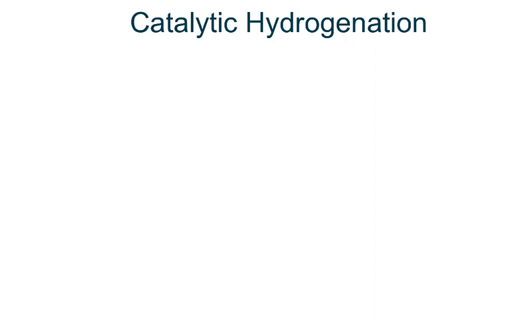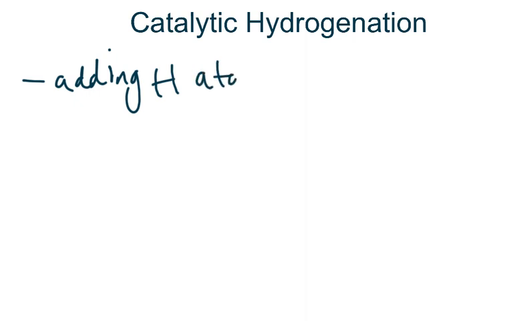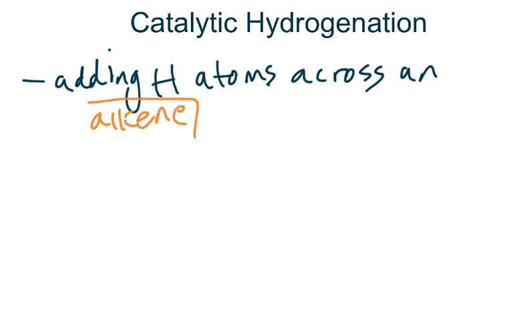So we're starting the reactions unit of organic chemistry, and the most basic reaction that we should know is hydrogenation, and it's kind of in the name. Hydrogenation is basically adding hydrogen atoms across a double bond. You can also add hydrogen atoms across a triple bond, but in this case we're just going to be talking about alkene hydrogenation. So across an alkene, okay, specifically we're going to be talking about double bonds in this video.